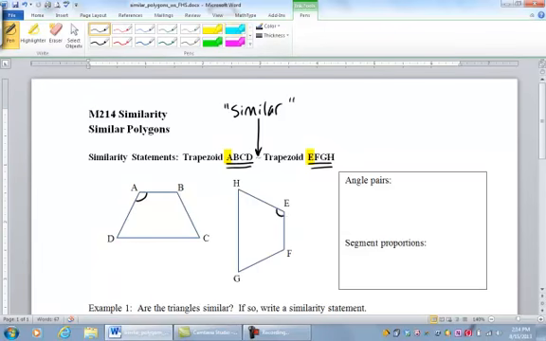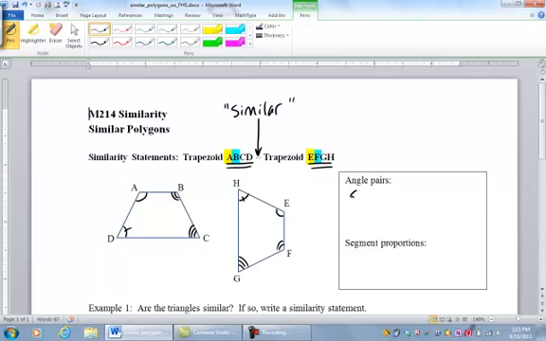Okay, and then the next pair of angles is going to be angle B, the second letter, and the second letter of this trapezoid. B and F go together. So I'm going to mark those congruent. And then you can see the third letter is C and G. Those go together. And the last letters of each trapezoid, D and H, go together. So those are my angle pairs. I'm going to list those over here on the right. And the order of those letters is super important in any similarity statement. The order tells you exactly what angles match up.